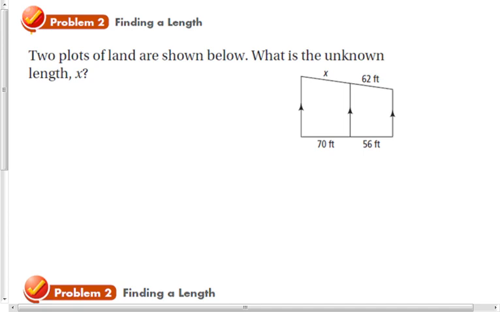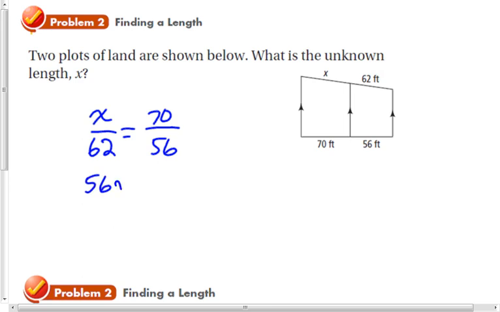Okay, in this one, we're going to use the corollary to the side splitter theorem to find a missing length. And what that corollary says is that if you have parallel lines cut by transversals, those parallel lines cut those transversals proportionately. So I can write a proportion from this information. The missing x over 62 has to equal the other side proportionately, 70 over 56.